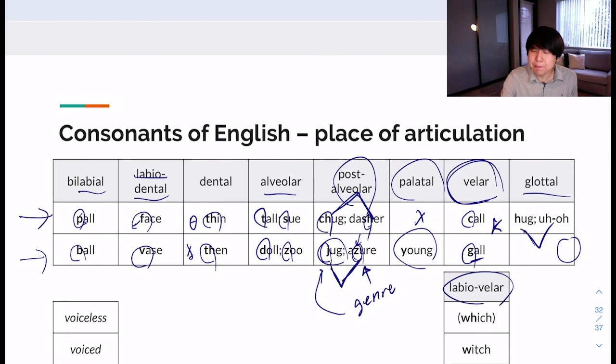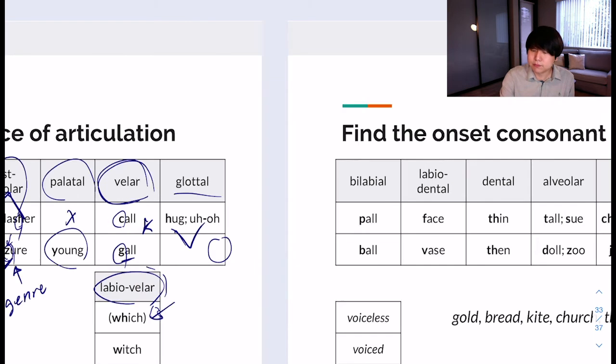And there's labial-velar, which is a double co-articulation happening in your lips and velar position. There are two of them, and one of them only exists in a few dialects of English.